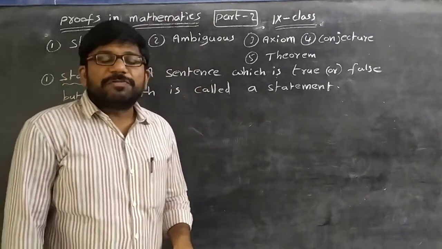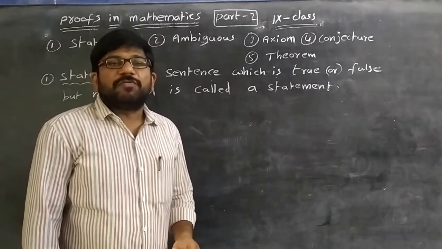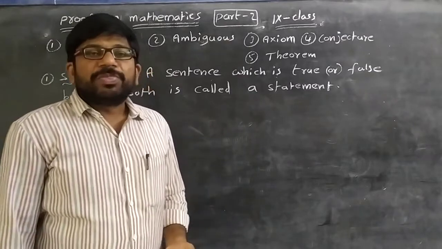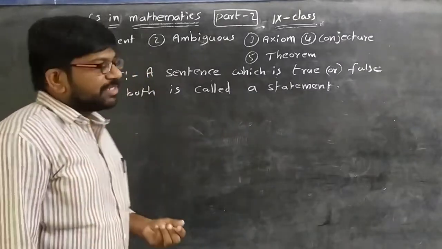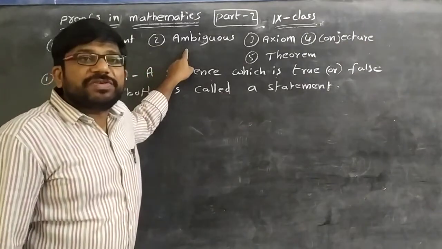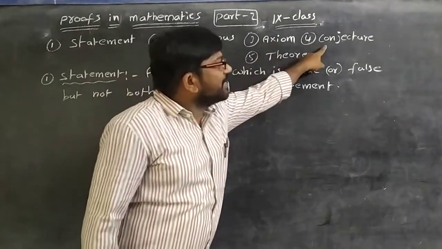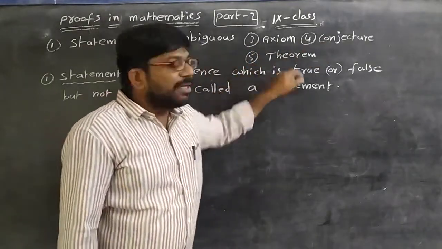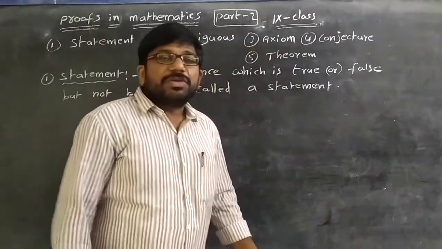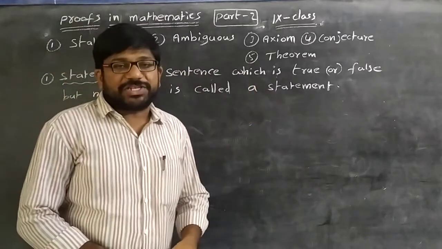Today's topic is Proofs in Mathematics, chapter 15, part 2, for 9th class students. In this part 2 we discuss some definitions: what is a statement, what is ambiguous, what is an axiom, what is a conjecture, and what is a theorem. So in this video we discuss these five definitions.